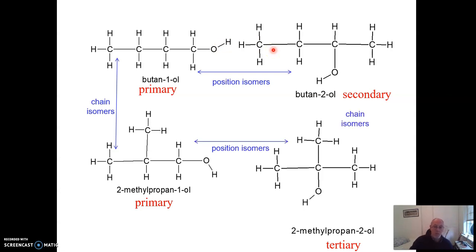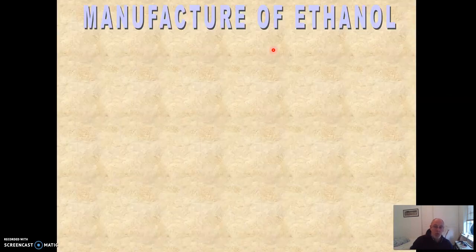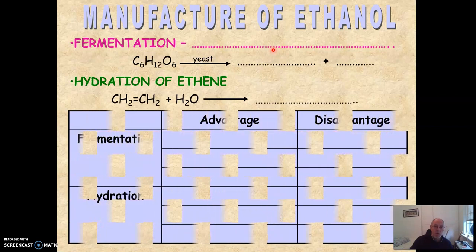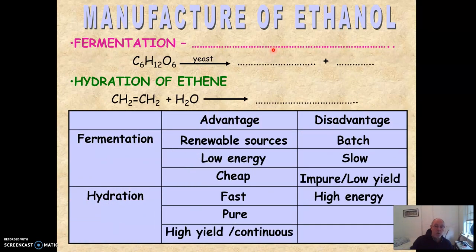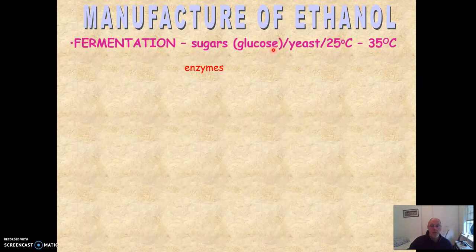Alright, so that's isomerism with the alcohols, and those would be chain isomers because of the different chain structure. Need to have a quick look at the manufacture of these. I'll just run through quickly. So you can make alcohols by fermenting sugar, natural sugars, glucose. If you put some yeast in there, keep it fairly mild, warmish temperatures, the following reaction will take place.